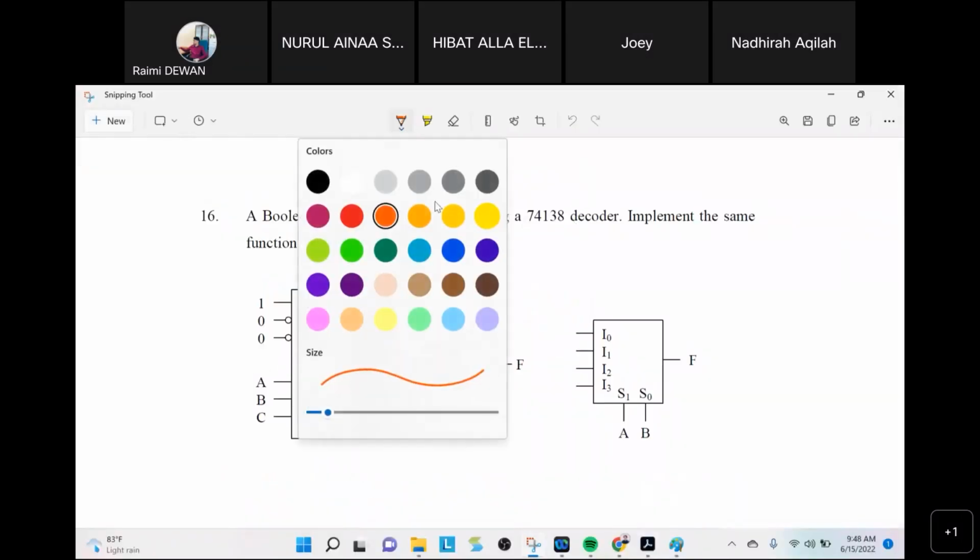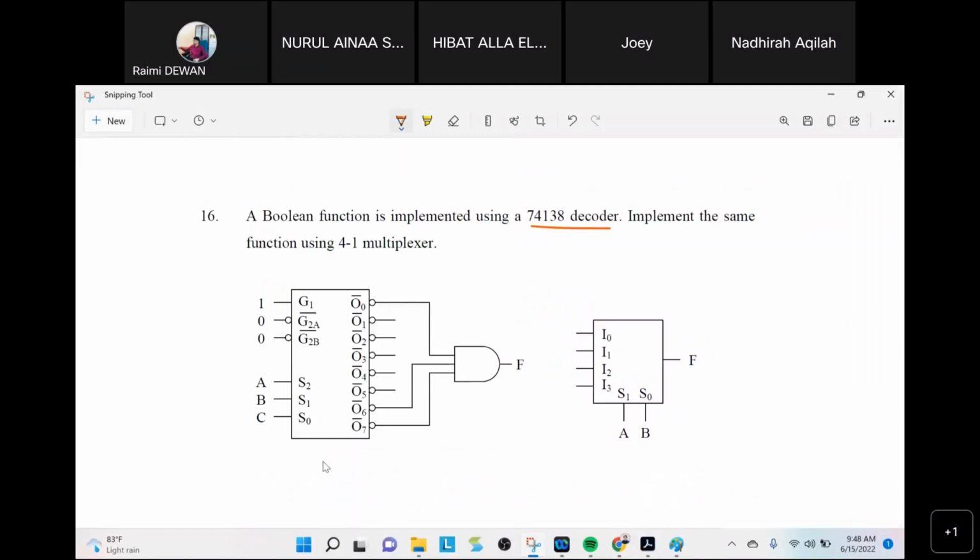It means the 74 want to add decoder is this. And then they want to implement the same function using a 4 to 1 multiplexer, means this one is your multiplexer. Given also. So even if you didn't know, it is here. So they want you to design that multiplexer so that it performs the same function as what you are currently having with your decoder.